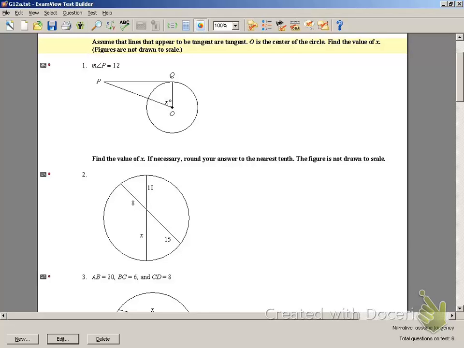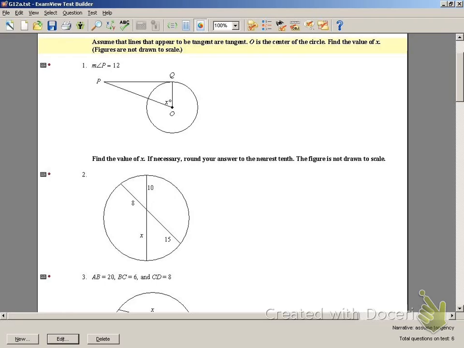So startup for this week, we will be talking about circles once again. Number one, assume that lines that appear to be tangent are tangent. O is the center of the circle. Find the value of x. Figures are not drawn to scale.